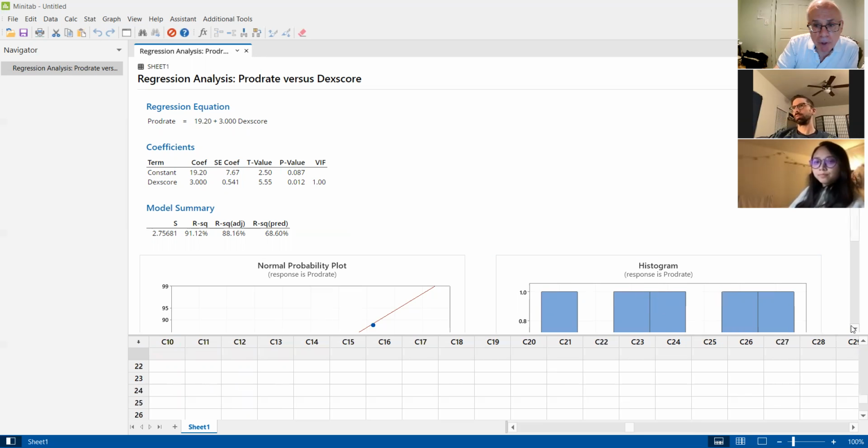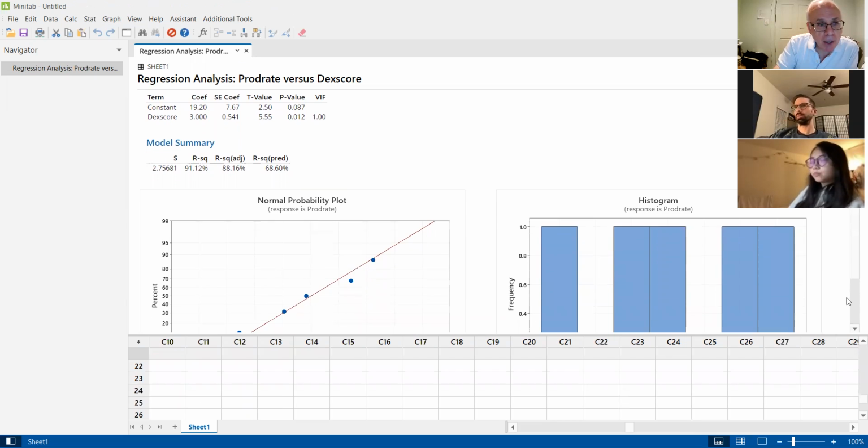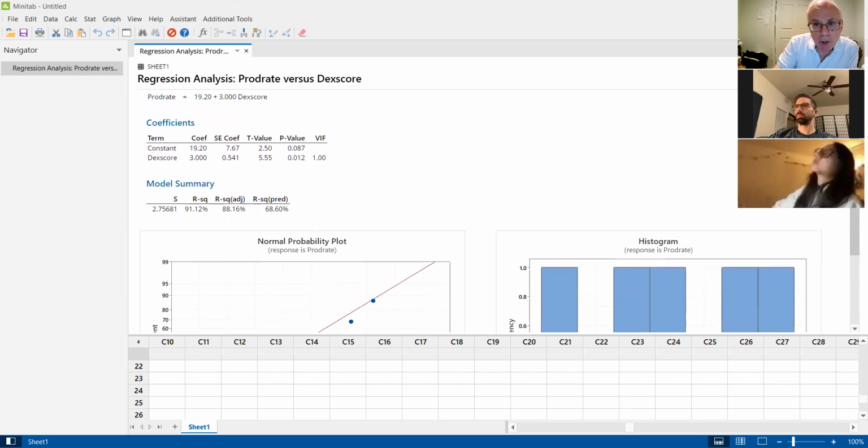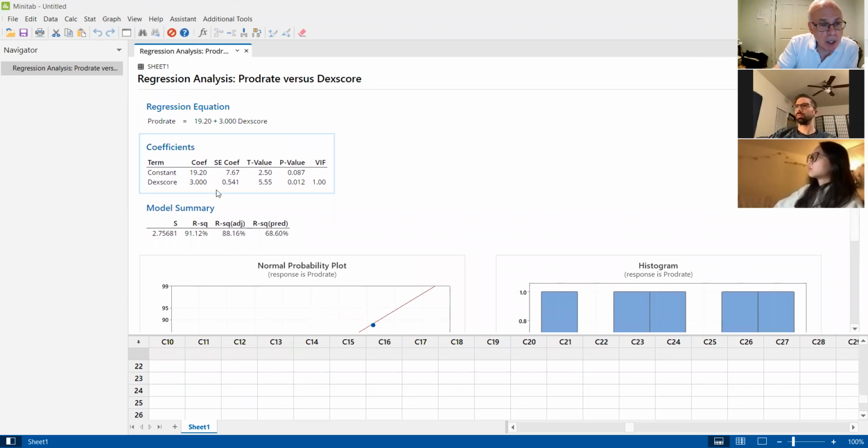All right, let's just scroll down. Now, let's scroll back up. Let's show you what's here. So we have the equation. Here are the coefficients. All right, when it says constant, that means the y-intercept. It'll actually name the dependent variable for the coefficient for that variable.